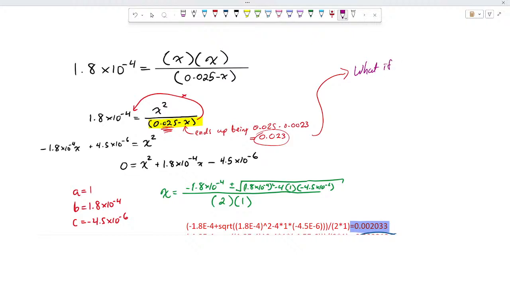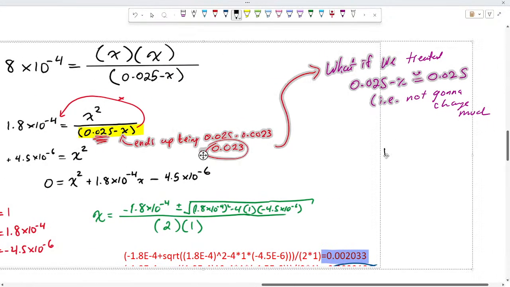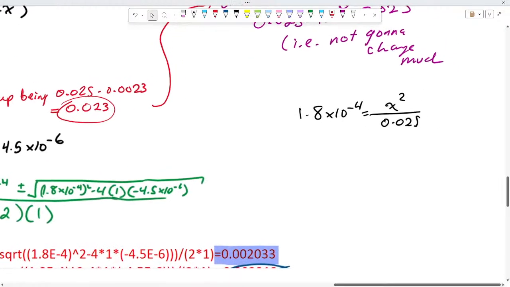So what if x had even been smaller? But even here we say, okay, what if we treated 0.025 minus x as equaling basically 0.025, i.e. not going to change much. Again, don't write any of this because we're going to actually do the example in the next one. I just want to show you where this comes from. Well, then I could have said 1.8 times 10 to the negative 4 equals x squared over 0.025.